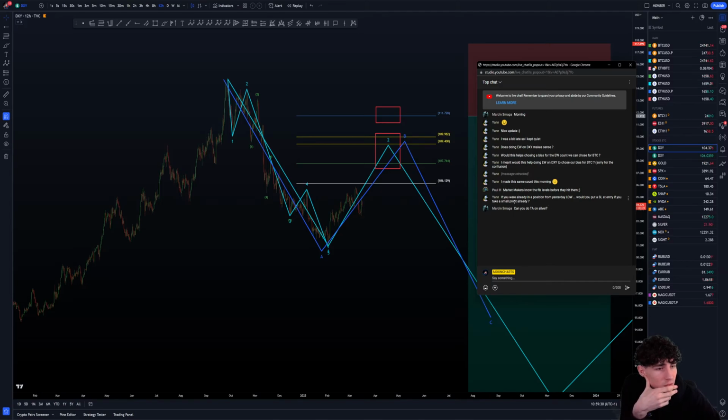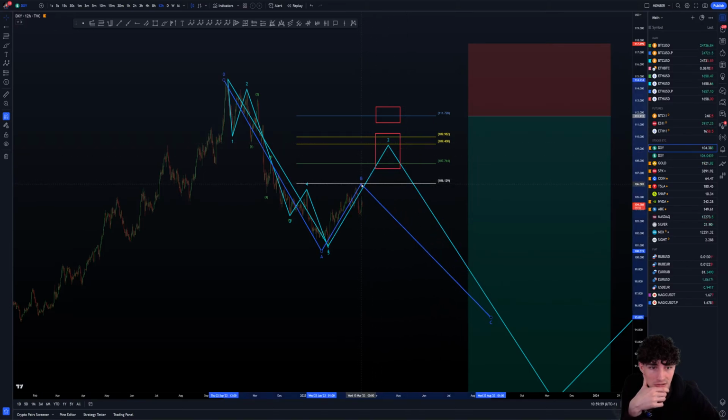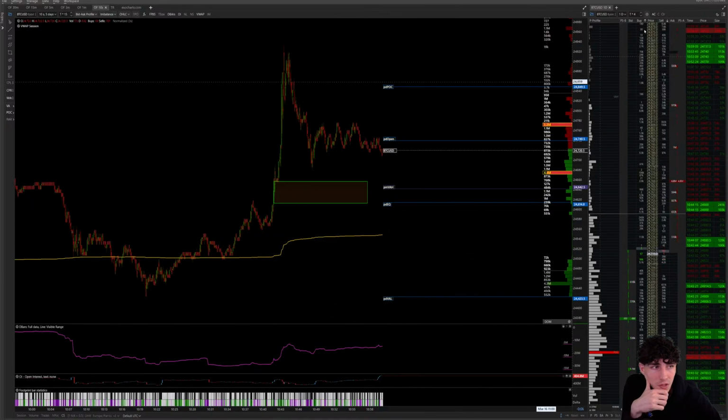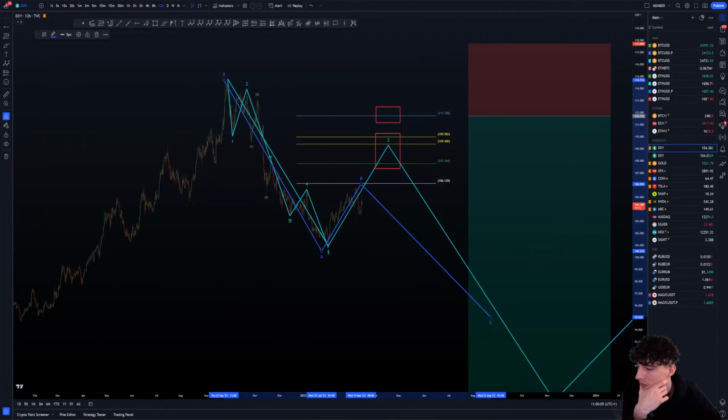So if you were already in a position from yesterday low, you're talking about DXY or BTC, mate? If you're talking about DXY, the thing is a B wave can retrace less than 38.2, so it's a bit risky. Oh, BTC, okay. So I'm going to go on BTC. So it's yesterday low.